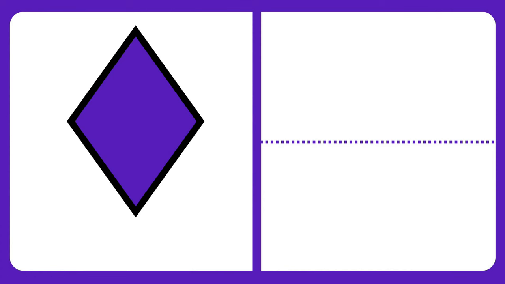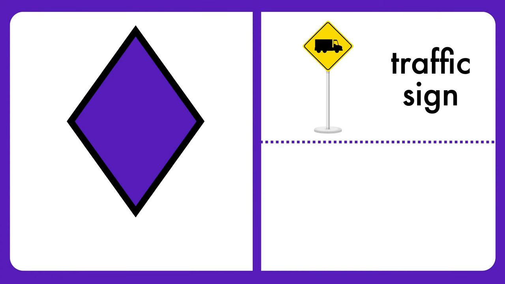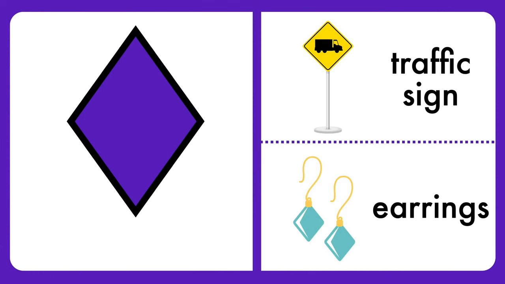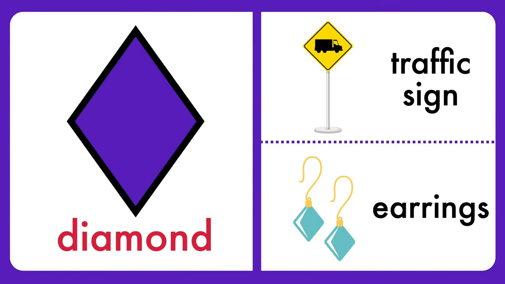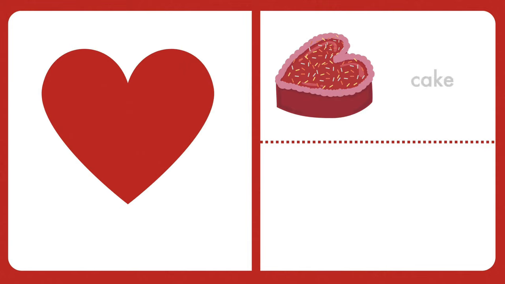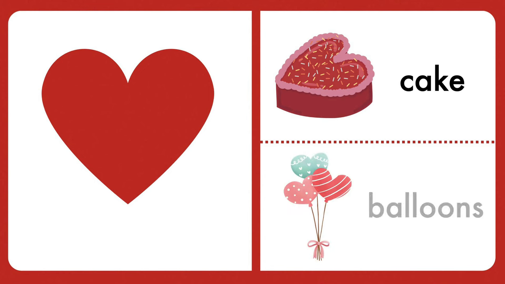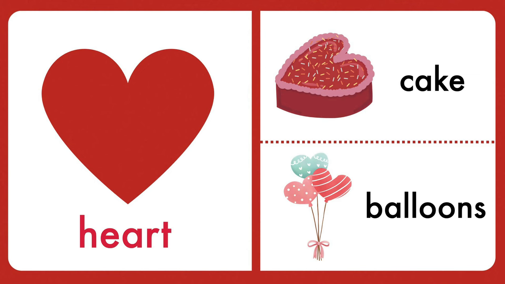Diamond. Traffic sign. Diamond. Earrings. What shapes are these? Diamond. Heart. Cake. Heart. Balloons. What shapes are these? These are heart. Heart.